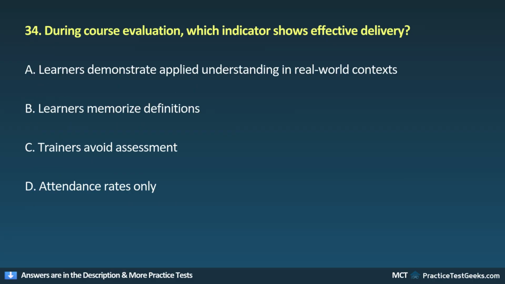34. During course evaluation, which indicator shows effective delivery? A. Learners demonstrate applied understanding in real-world contexts. B. Learners memorize definitions. C. Trainers avoid assessment. D. Attendance rates only.